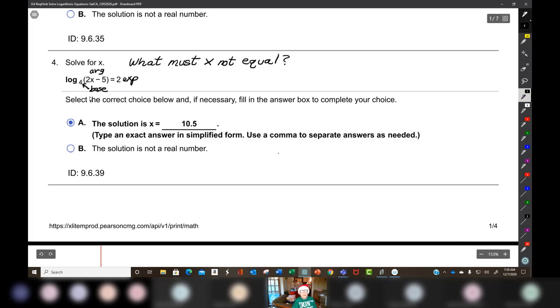But before we change this to an exponential equation, we have to do this. Very first thing, figure out what your answer is allowed to equal, and that means find the domain. All right, the argument of the function, you take the arg, you set it strictly greater than zero. So 2x minus 5 is going to be strictly greater than zero. Well, let's solve that. Add 5 to both sides.